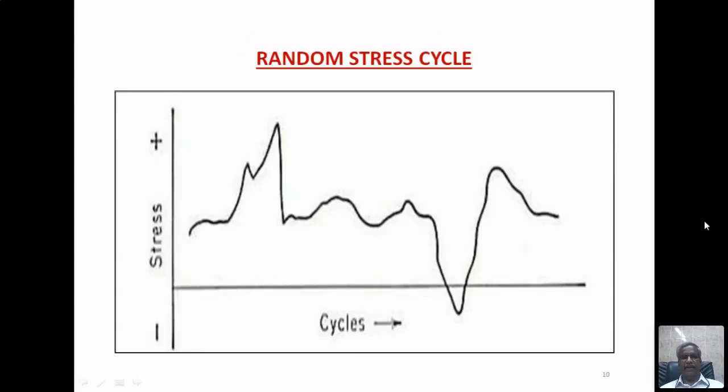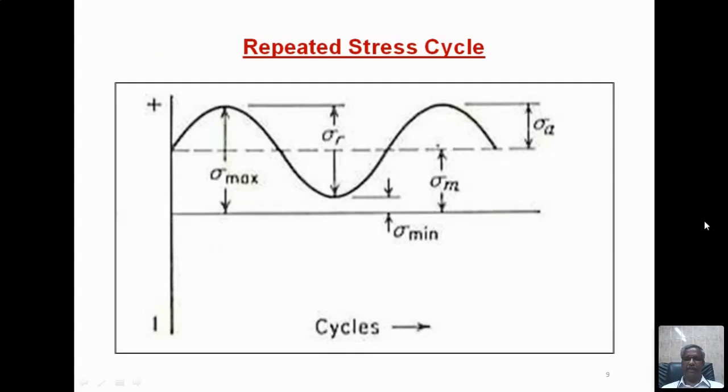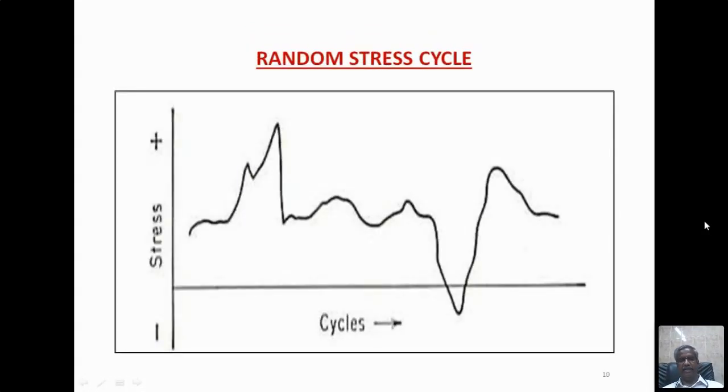And the third one is the random stress cycle. This is very practical, because actual components are subjected to this type of random cycle. The other two are easy to simulate in laboratory conditions. For the completely reversed stress cycle, there is the rotating beam fatigue testing machine, and for the repeated cycle, servo-hydraulic fatigue testing machines. But the random stress cycle is very, very difficult to reproduce because it is the actual stress cycle.